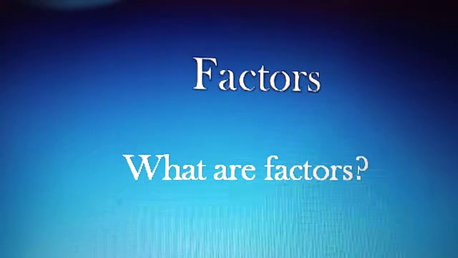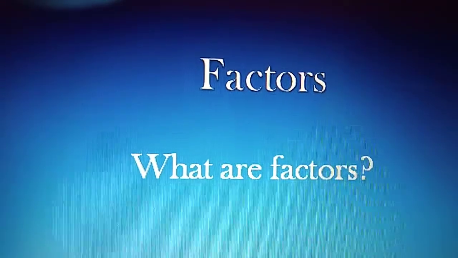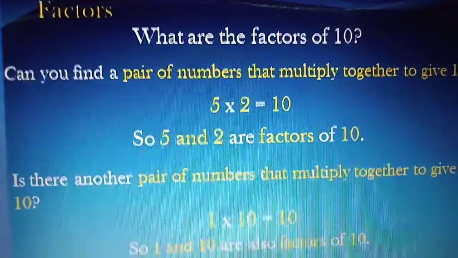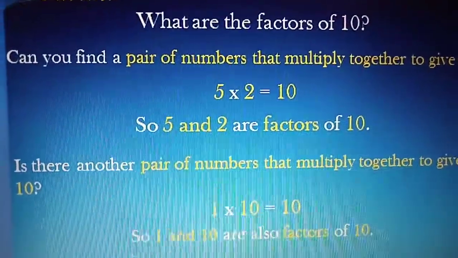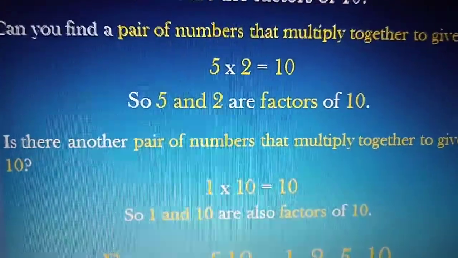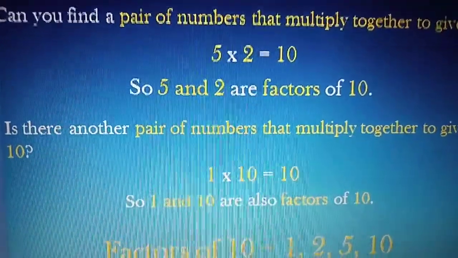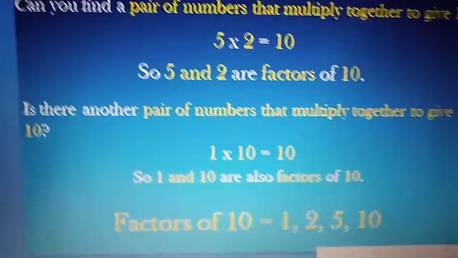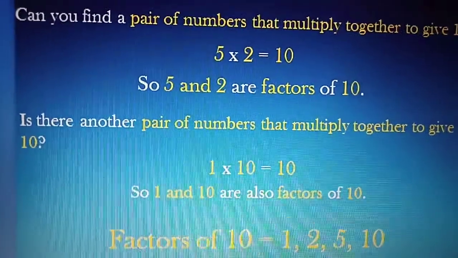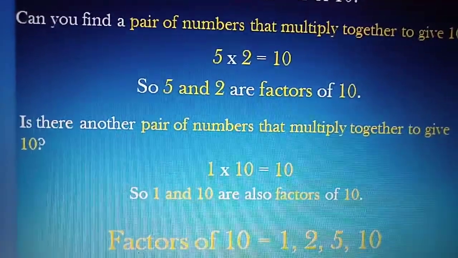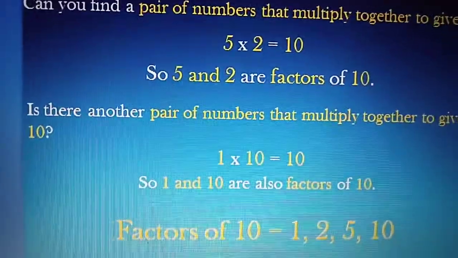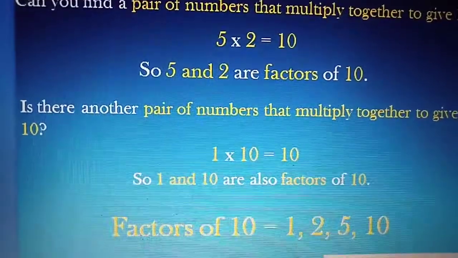What are factors? What do we know about factors? Let us see. Now, let us find the factors of 10. For that, we will find the pair of the numbers. When we multiply, we will get 10. Here, I could find two pairs, that is 5 2s are 10 and 1 10s are 10. So, the factors of 10 here are 1, 2, 5 and 10. When we call them factors, it means these factors divide the given number completely, giving remainder 0.